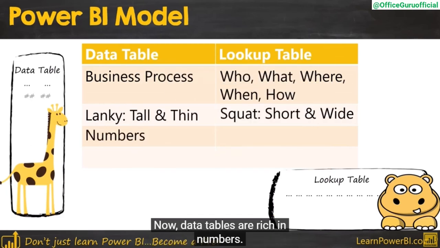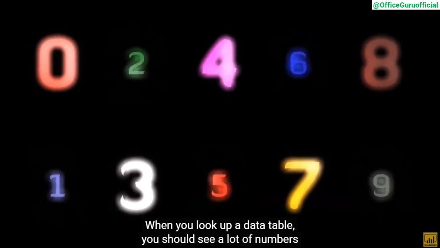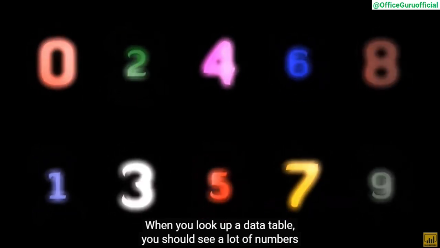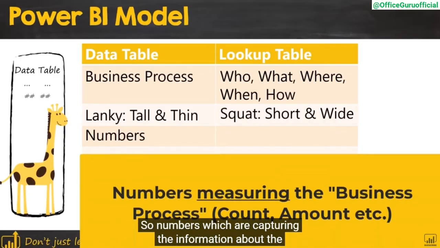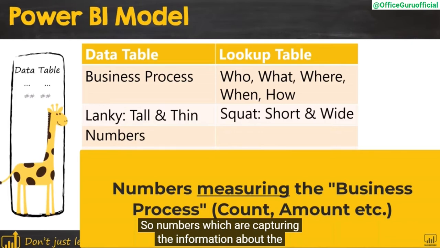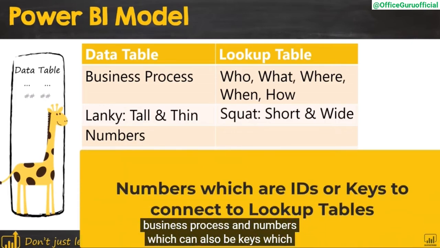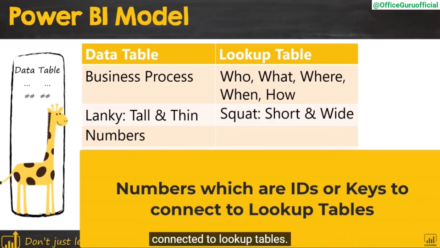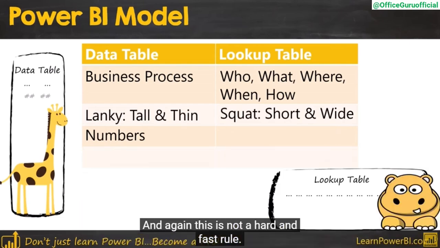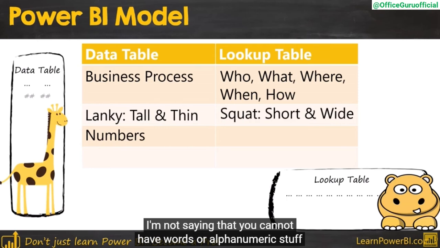Now, data tables are rich in numbers. When you look at a data table, you should see a lot of numbers in there, right? So numbers which are capturing the information about the business process, and numbers which can also be keys, which connect it to lookup tables. And again, this is not a hard and fast rule. I'm not saying that you cannot have words or alphanumeric stuff in the data table.